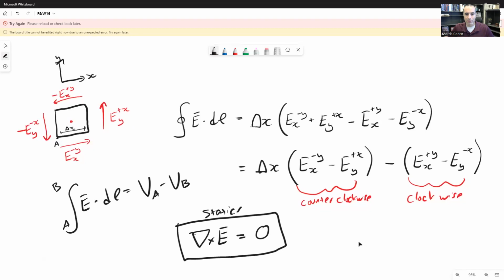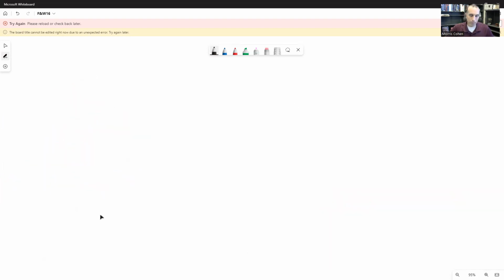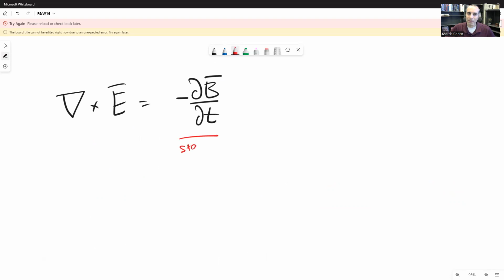What Faraday's law basically tells us, and Faraday's law was determined experimentally, is that the more complete way to write this is the following: that the curl of the electric field equals negative the time derivative of the magnetic flux density. And this term right here is dynamic because it's a time variation. And this is what we call Faraday's law.